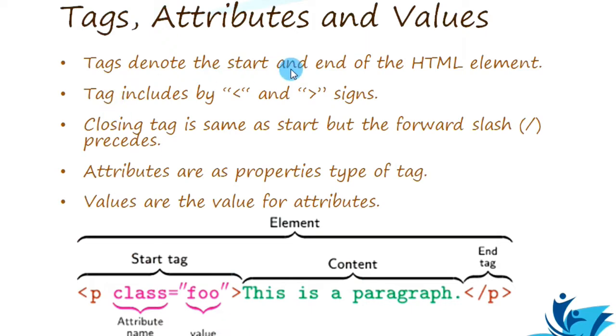Tags denote the start and end of an HTML element. A tag includes the less than and the greater than signs. The closing tag is the same as the start tag, but the forward slash precedes it. Attributes are properties of the tag. Values are the values for those attributes. For example, in a P element, there is a class, which is the attribute name, and the given FOO4 is the value for that class.